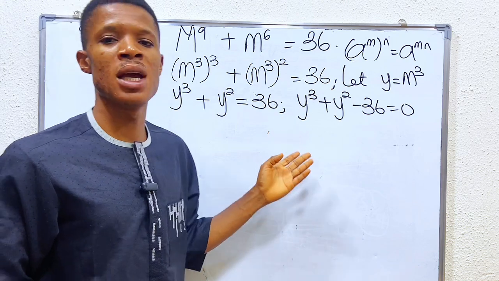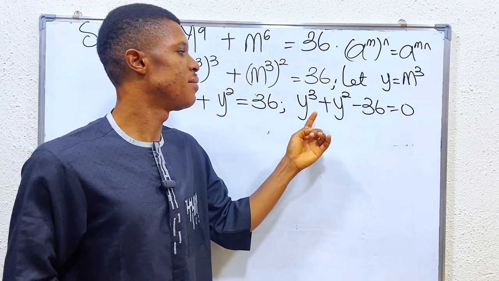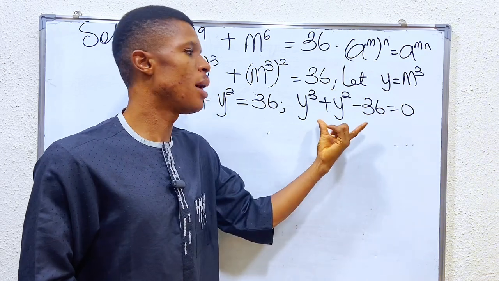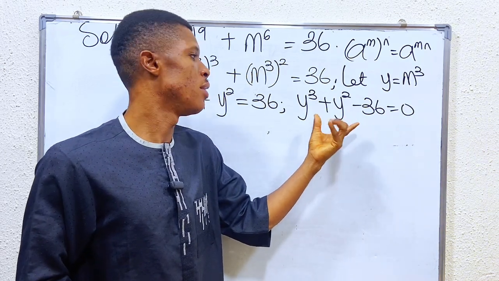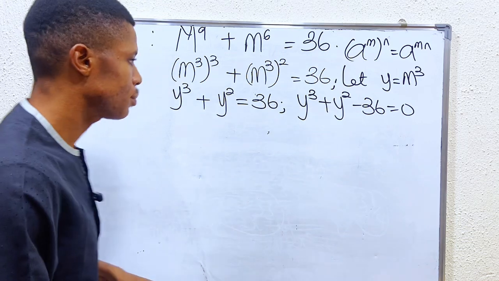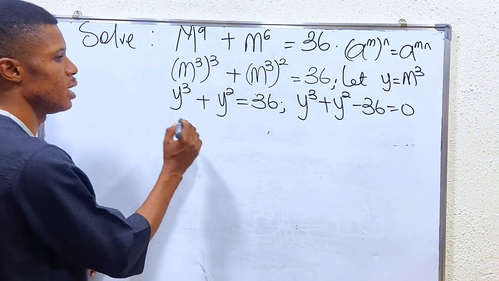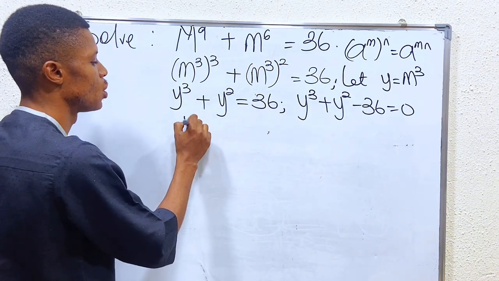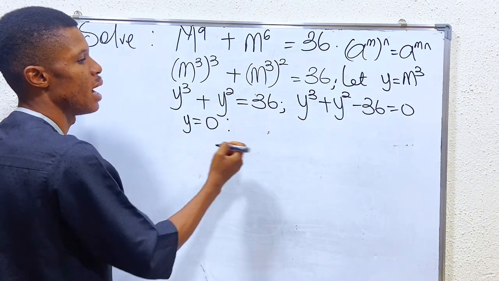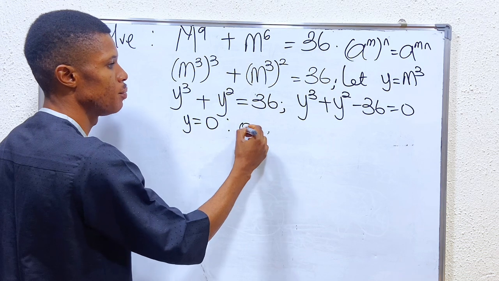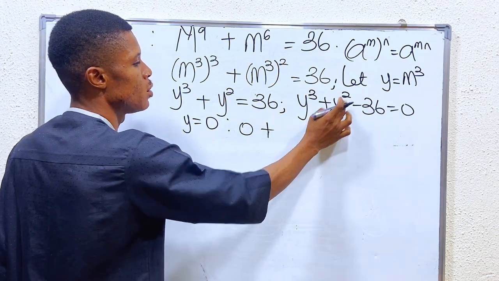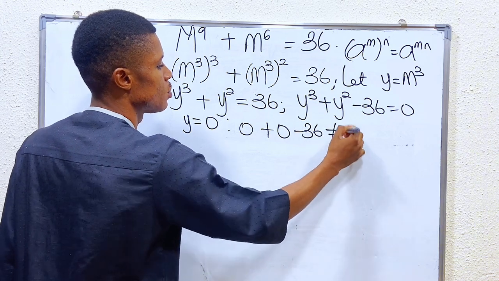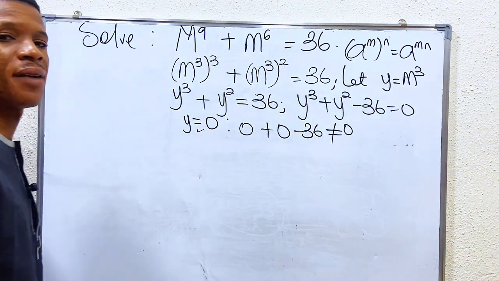So first we do a little trial and error. Plug in the value of y to be 0 to know whether all the terms will be 0. Remember, we are trying to solve for 3 possible values of y first. So when we plug in y equal to 0, we are having 0 cubed is 0 plus 0 squared is 0 minus 36. And this is not equal to what? 0. So this is not a factor.